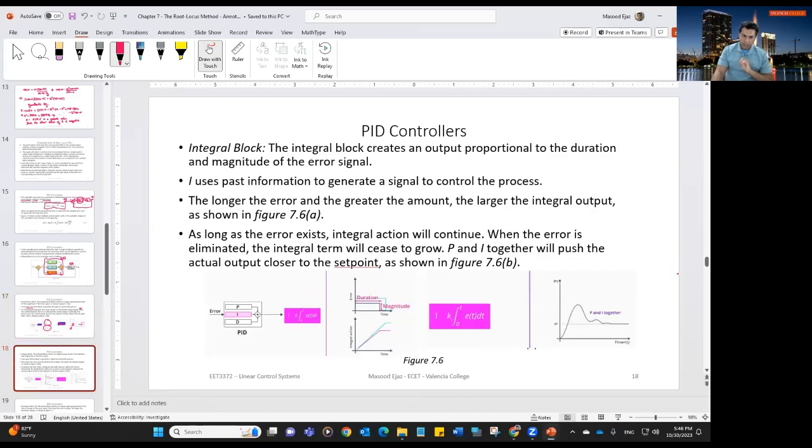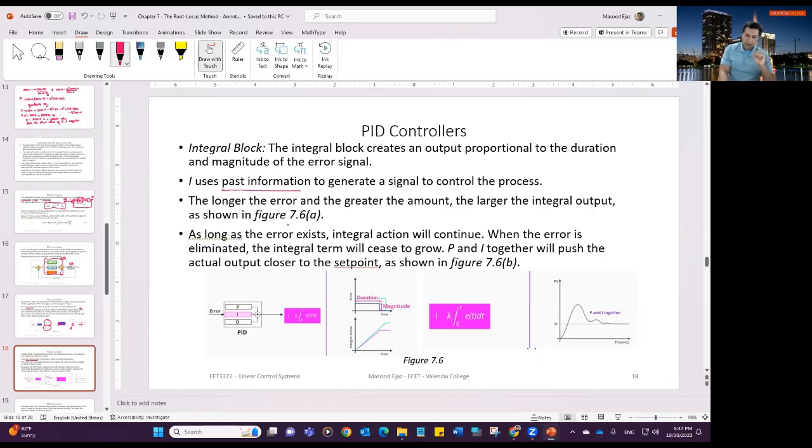The second block, integral block, uses the past information. So proportional block uses the present information. Integral block creates an output proportional to the duration and magnitude of the error signal. So whatever the duration of the error signal, whatever happened in the past, it uses that information and the magnitude of that, and then produces the output corresponding to the error signal. So it uses past information instead of present to generate a signal to control the process.